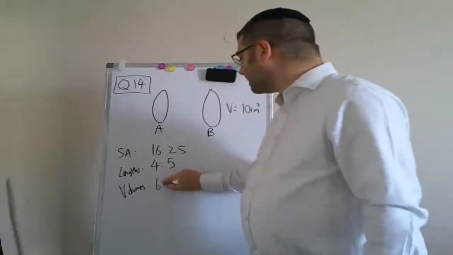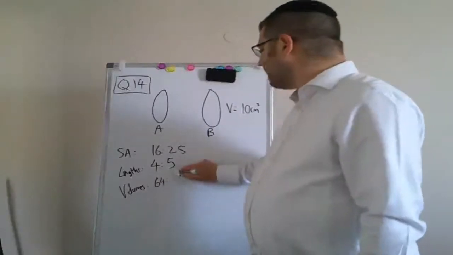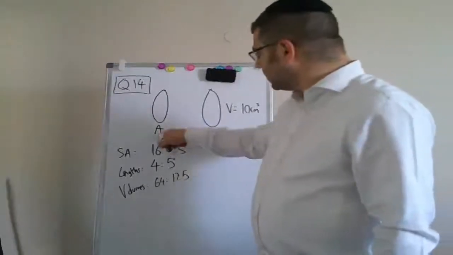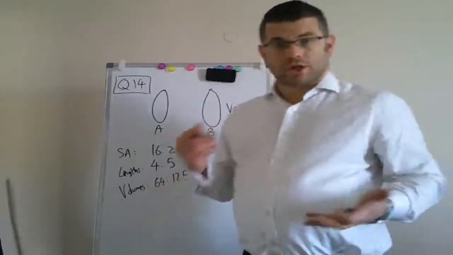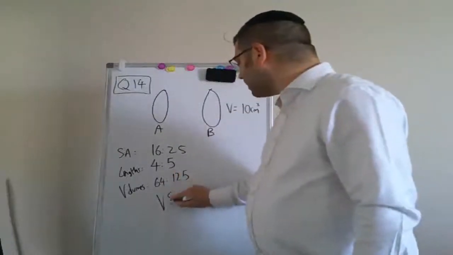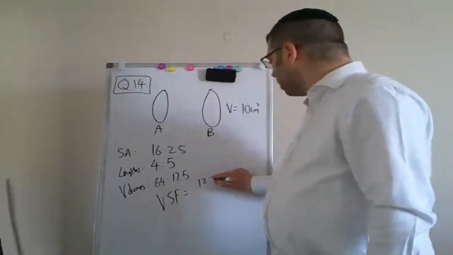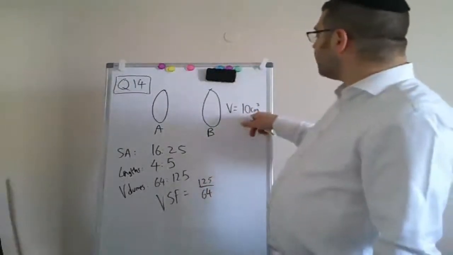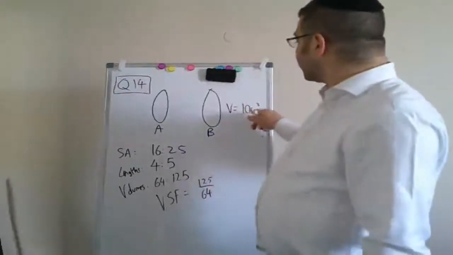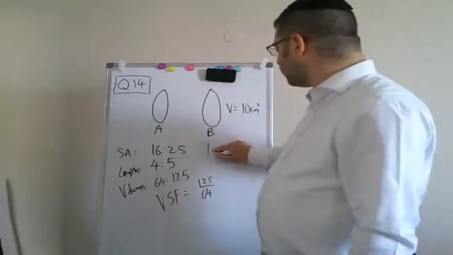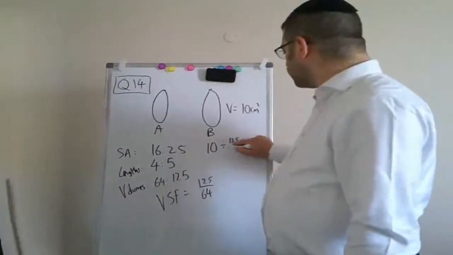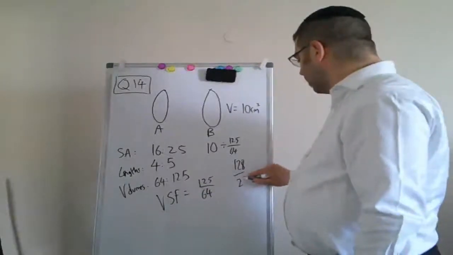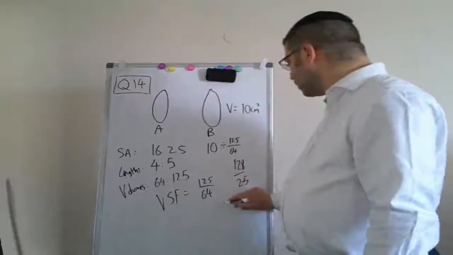So 4 cubed is 64. 5 cubed is 125. Now, this is A, this is B. So we're going, as a ratio, from 64 to 125. Now you can convert that to a volume scale factor, which is 125 over 64. If the volume scale factor is 125 over 64, but you're given the higher volume, you just take the higher volume and divide by that scale factor. So now I'll do 10 divided by 125 over 64, which is 128 over 25, or 5.12.